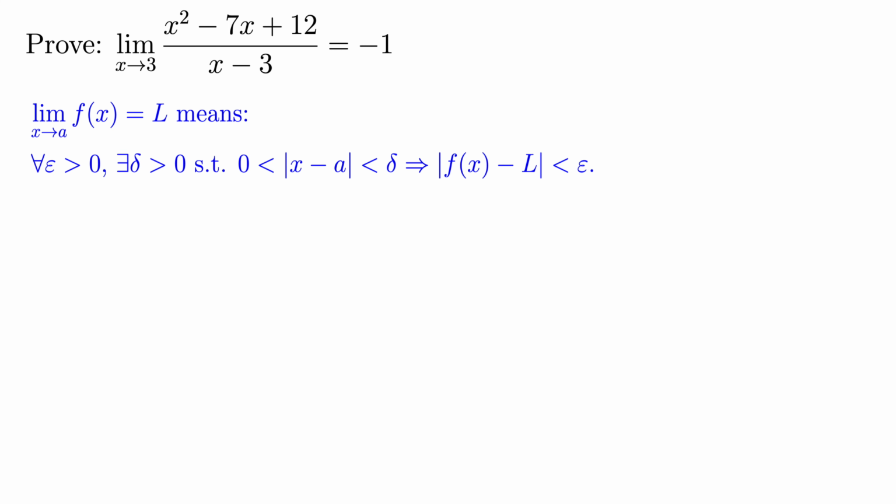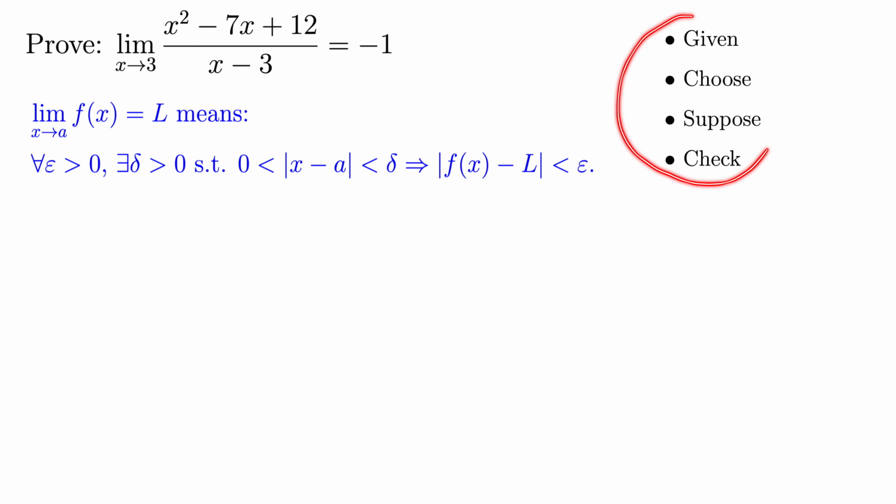Four words or steps will help us remember how to approach this proof. Given, choose, suppose, check. So let's follow those to hammer out this proof. And again, this is a linear case, even though it doesn't look like it. It is a line. These proofs do become more complicated when you go beyond proving them for essentially lines. But let's dive in.